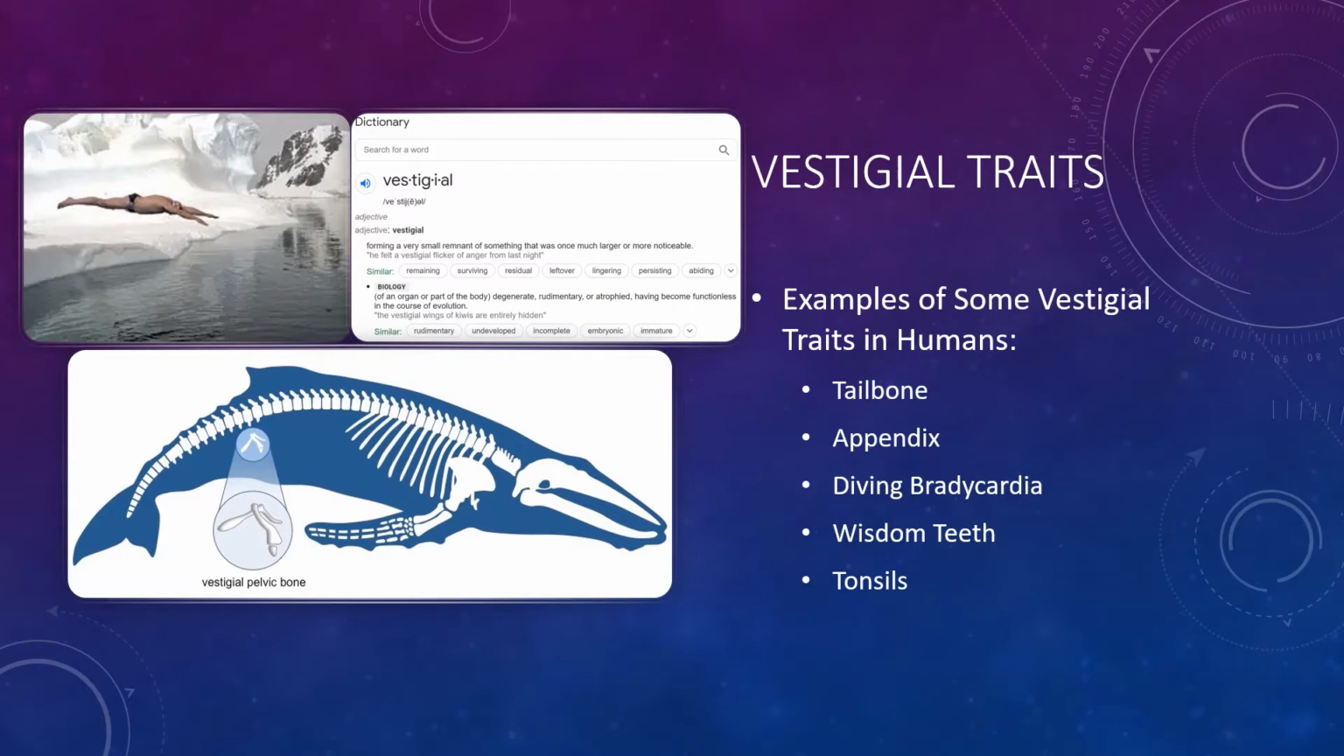Diving bradycardia is essentially a slowing of the heart rate in marine animals, so aquatic animals. Humans still have that response, even though we don't live in water at all. Wisdom teeth are still a vestigial trait, and same thing for tonsils, also vestigial. So again, lingering, remaining traits from common ancestors.